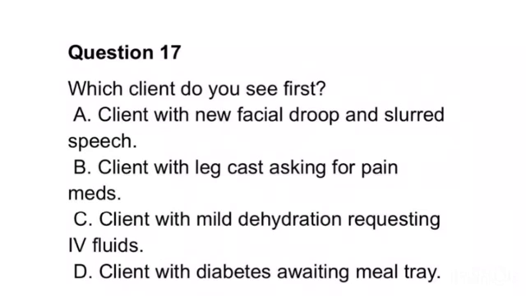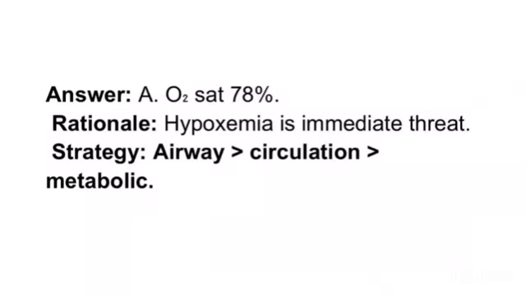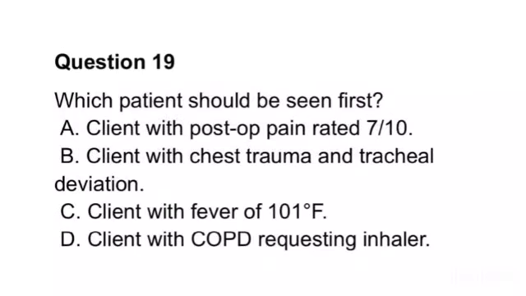Question 18. Who is priority? A. Client with oxygen saturation 78% on room air. B. Client with potassium 5.5 milliequivalents per liter. C. Client with hemoglobin 7 g/dL. D. Client with blood glucose 350 mg per deciliter. Answer: A. O2 sat 78%. Rationale: hypoxemia is an immediate threat. Strategy: airway, circulation, metabolic.